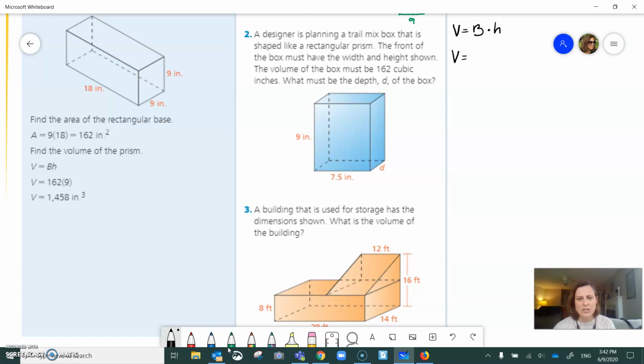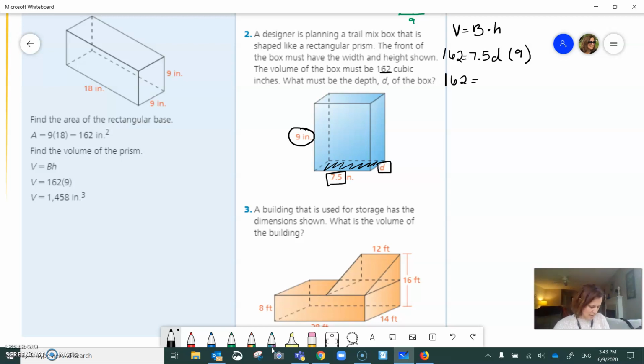The shape of the base is a rectangle, and the formula for a rectangle is one side times another side. So instead of a B, I'm going to write down 7.5 times D, and then we're supposed to multiply that by the height of the prism, which is 9. And not only that, but they told us what the volume was. They said that the volume is 162 cubic inches. So that's the formula that we want to solve. Let's make it easier to understand.